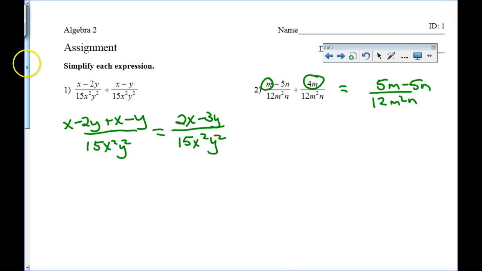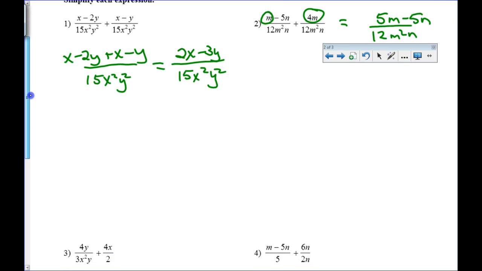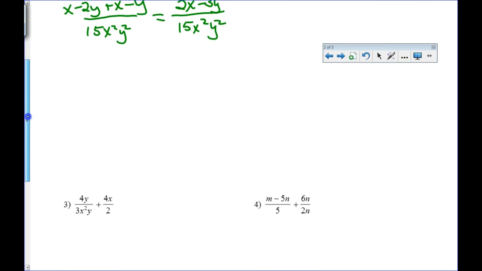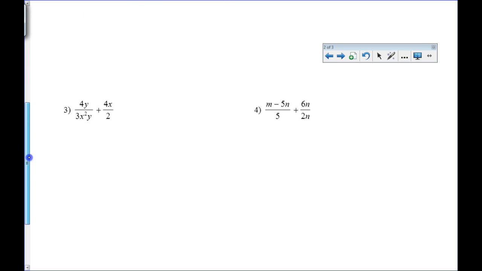Okay. Two more to go through, and then I'm going to let you guys work on your own. Okay, we have another problem here. What's our problem? Not the same denominator. Looking at this one, it's already pretty much down to its primes. I can't really break it down any further. So, what is this denominator missing that this one has? A 2. So, I'm going to multiply top and bottom by 2 on this one.